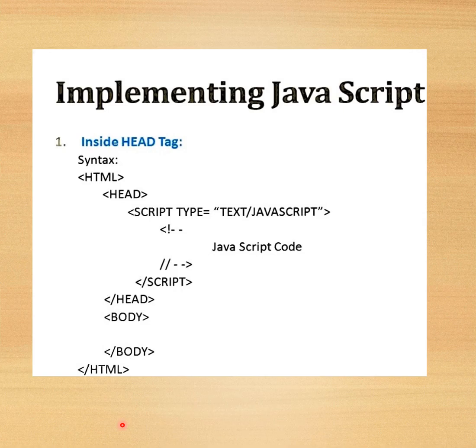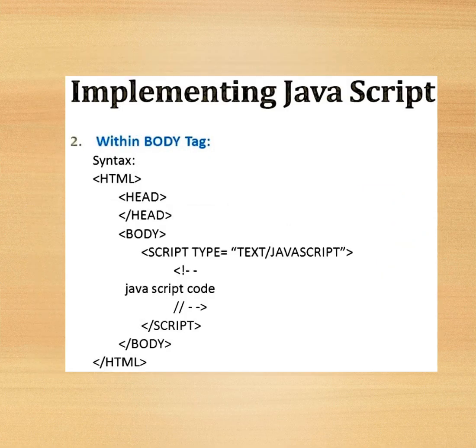So the first type here is implementing JavaScript inside the head tag. This is the basic syntax of it, and we can see this is the starting of the head tag and the closing of the head tag. So in that we are implementing the JavaScript. So this is the first type. The second type what we have is within the body tag.